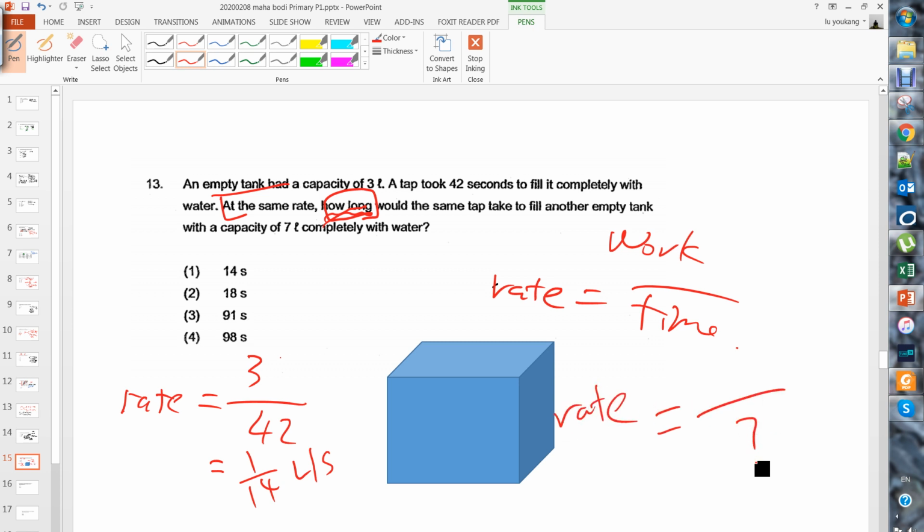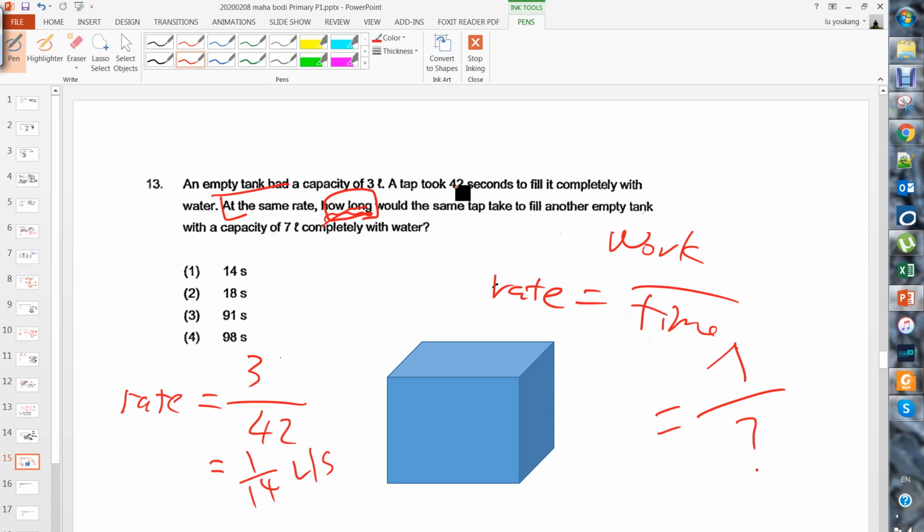Right? So how long would the same tap take to fill another empty tank with capacity 7 liter? So that means how long will the tap fill 7 liter? So 7 liter is the work. So what's the rate? So to fill 7, how much time? So what's the rate?